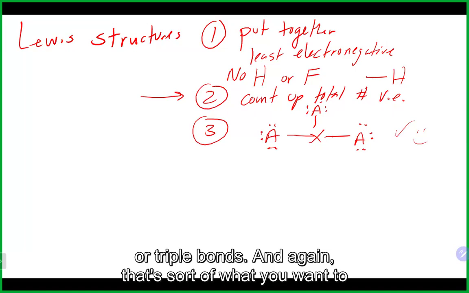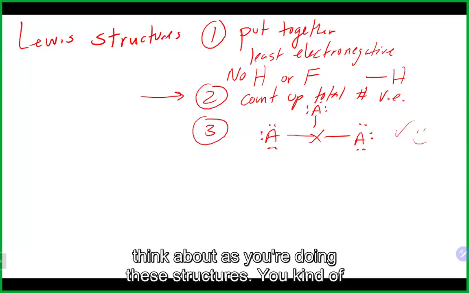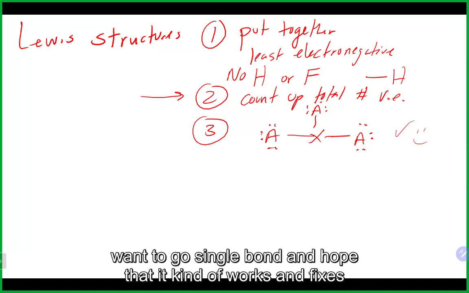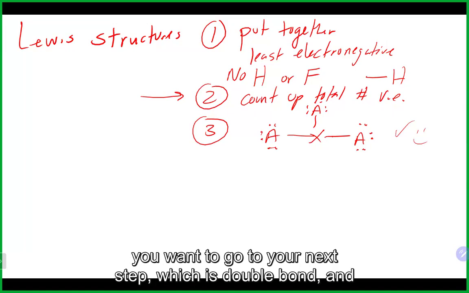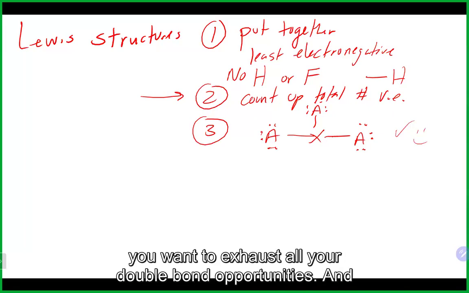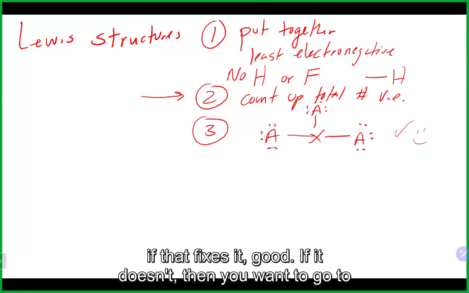And again, that's sort of what you want to think about as you're doing these structures. You kind of want to go single bond and hope that works and fixes everything. Everybody's going to be happy. If it doesn't, then you want to go to your next step, which is double bond. And you want to exhaust all your double bond opportunities. And if that fixes it, good. If it doesn't, then you want to go to triple bond.